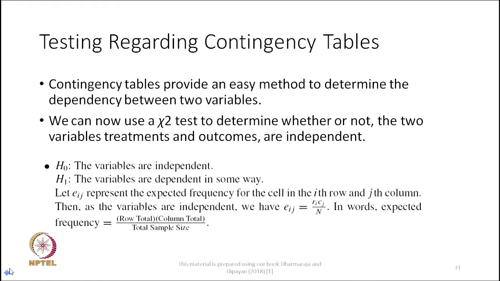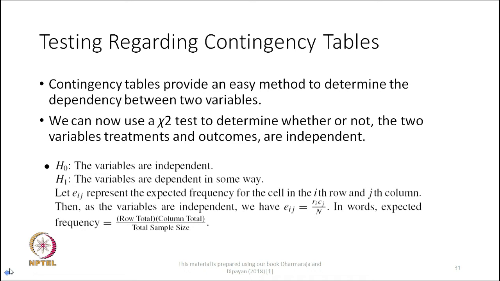First, let me briefly explain what testing of hypothesis regarding the contingency table is. This particular test is called the chi-square test, to determine whether or not two variables, treatments and outcomes, are independent or not. That means it is possible to make a statement about whether those variables are independent or not.